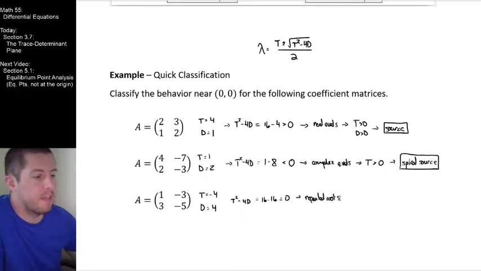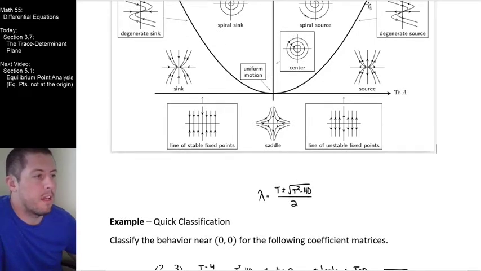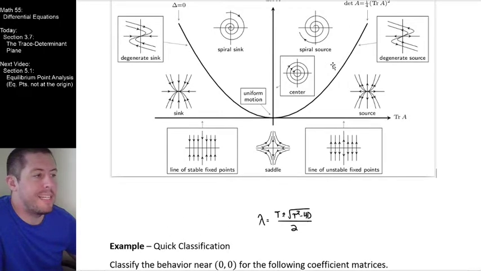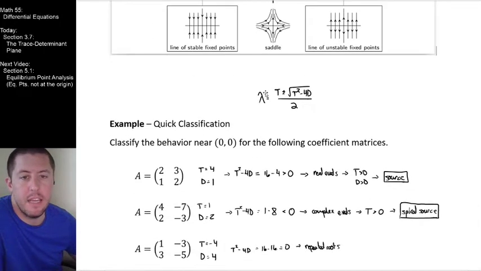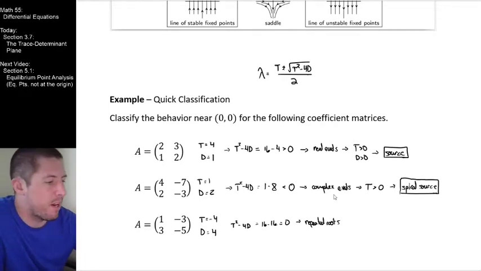So let's remind ourselves of this scenario here. This says to me I am on the parabola right here. So if I want to know, are we a degenerate sink or a degenerate source, we again just need to look at our t value. Are we on the left or right half of the graph? It seems like our trace is negative, and so we should be a degenerate sink.